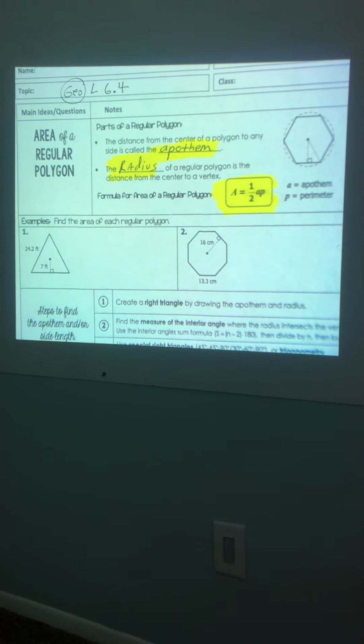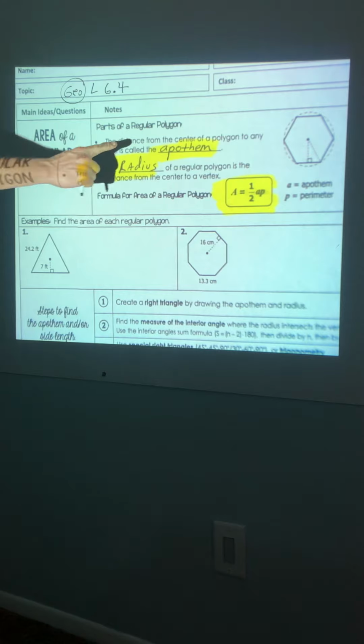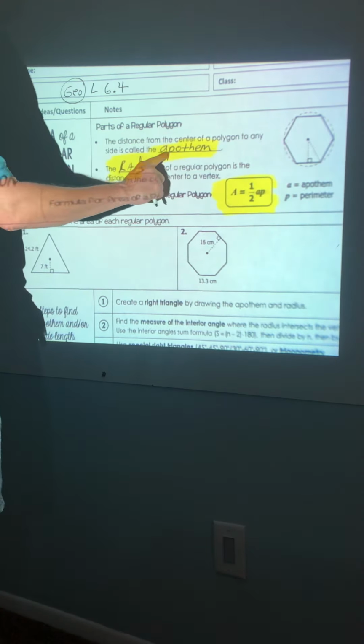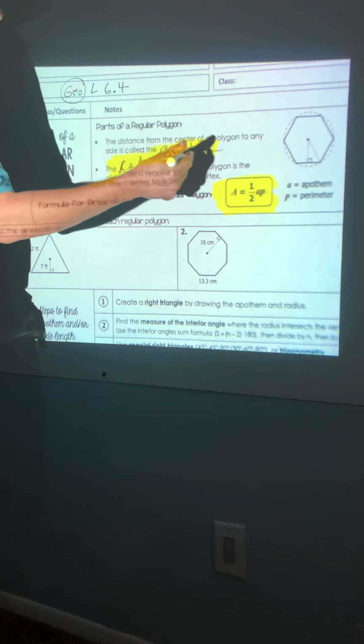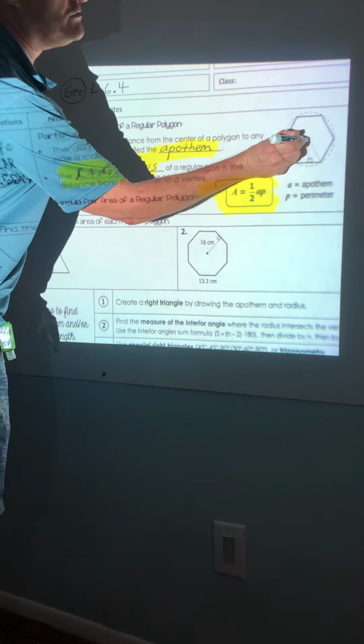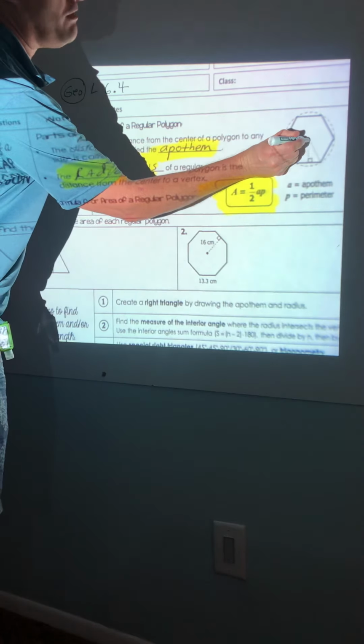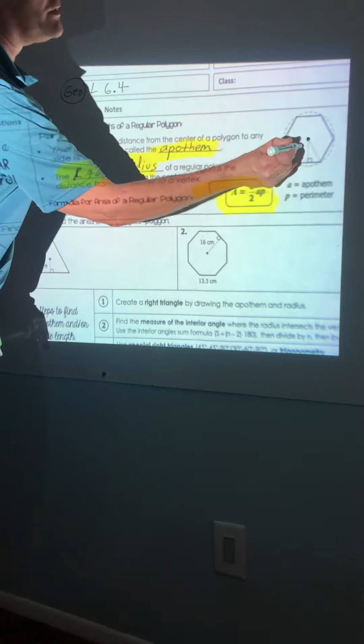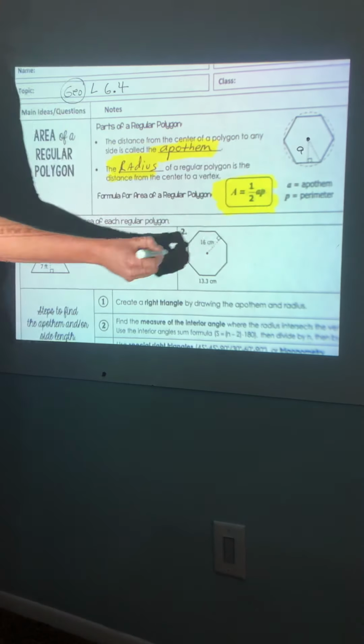Okay, we're going to do area of a regular polygon. A polygon is any shape with 3 sides or more. A regular polygon is one where all the sides are congruent and all the angles are congruent. New word for you: apothem. This apothem is a segment from the center of your polygon, and it's perpendicular to a side. So this right here is what they call your apothem.